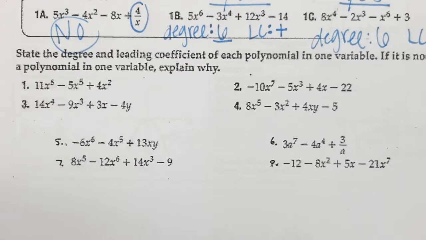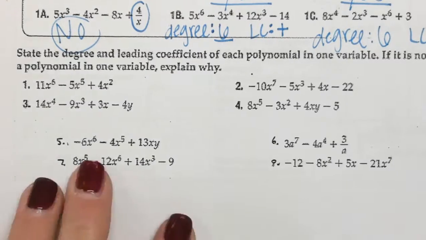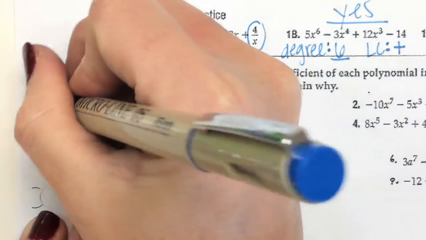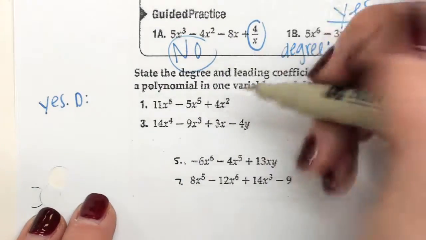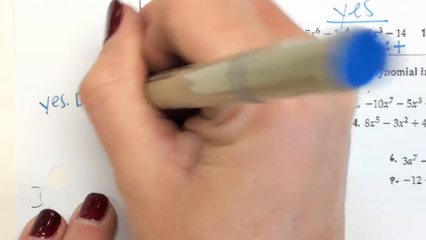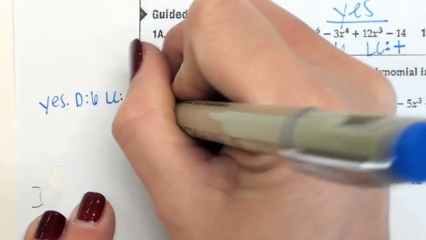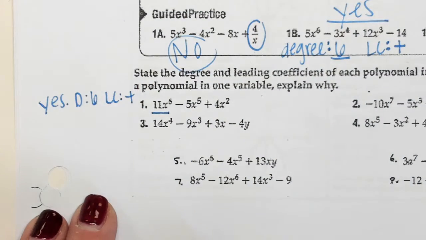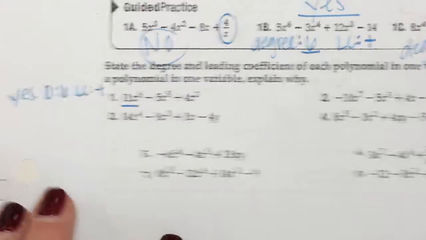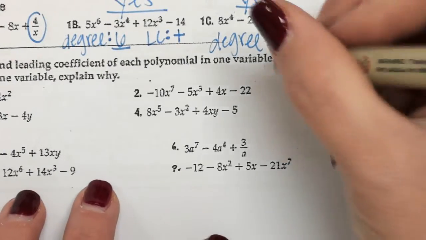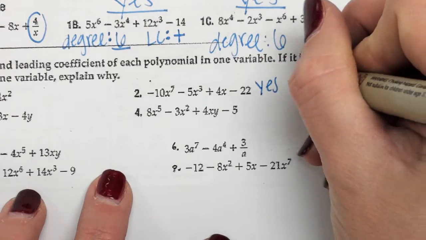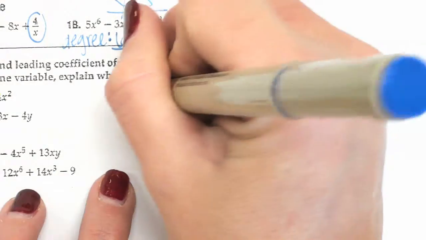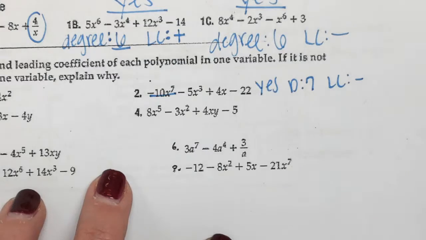Alright, first one is yes. It is a polynomial in one variable. Degree, I'm just going to put D for that, is 6. Leading coefficient is positive. There's our degree and leading coefficient. Number 2, this is a polynomial in one variable. The degree is 7. Leading coefficient is negative. There's our degree and leading coefficient.